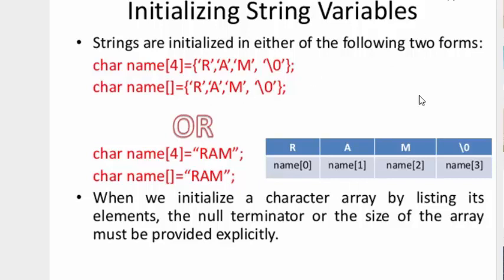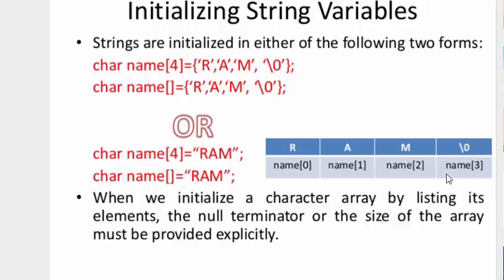Another way to initialize the string is this. We can declare it by char name, size is 4, and here is the assignment. We are not individually providing the characters to each slot; rather we can provide the whole string without the null character at the end. So the compiler will automatically add the null character here. R will be stored at index 0 of the array, A will be stored at index 1, M will be stored at index 2, and at the end the null character will be assigned.